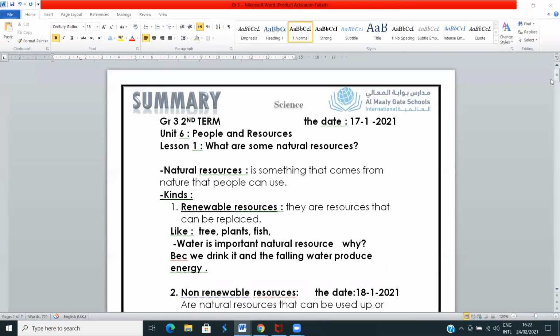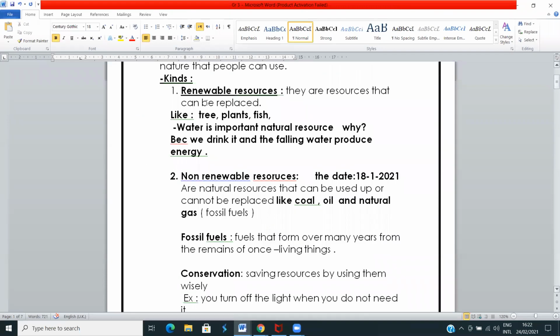So, my students, renewable resources. What are renewable resources? Okay, Yasser Muhammad. Yasser, what is renewable resources? They are resources that can be replaced. Right, thanks, Yasser. Abdullah Omar? Yes, mister. All right, Abdullah.